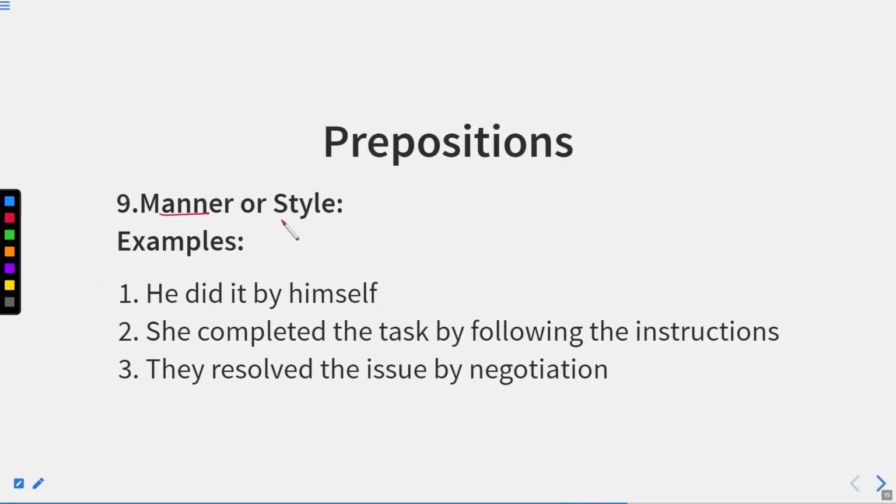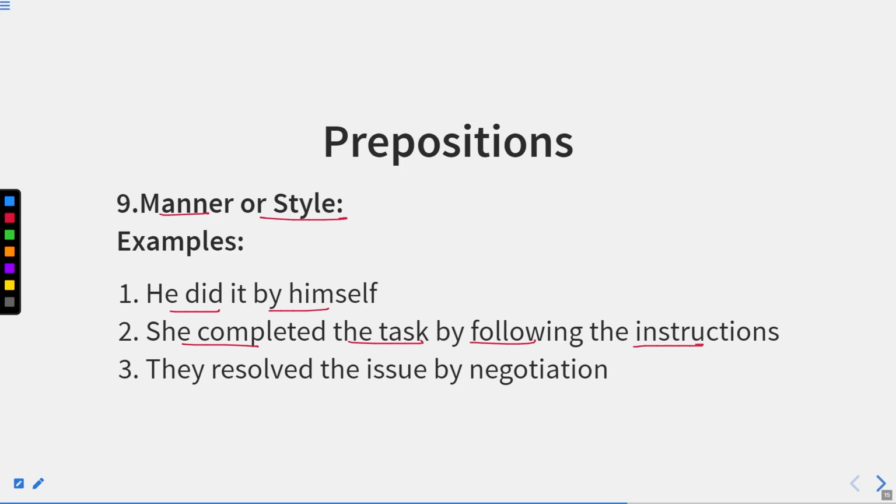Manner or style. To show the manner or style, we use the preposition by. How? He did it by himself. It means he himself did it. So by himself means he is the one to do it. She completed the task by following the instructions. So what was the manner of her completing the task? She completed the task, of course, but how? By following the instructions that were given.